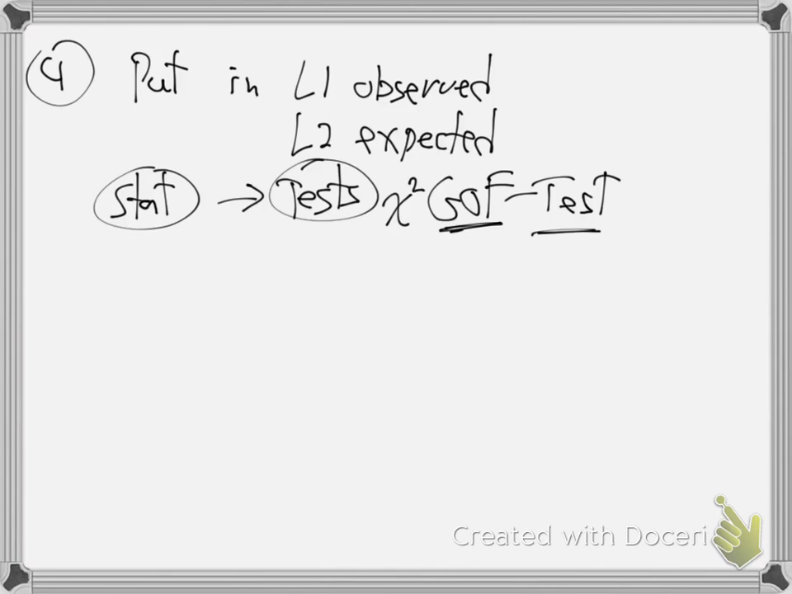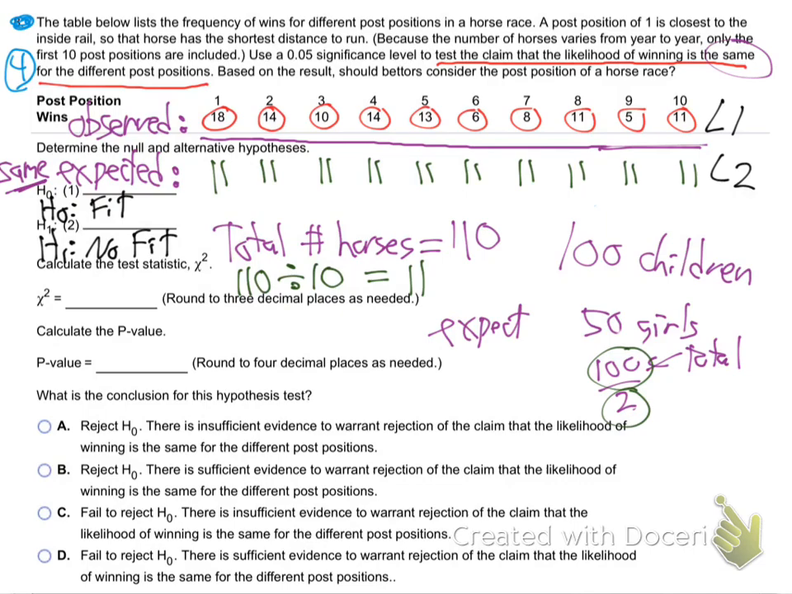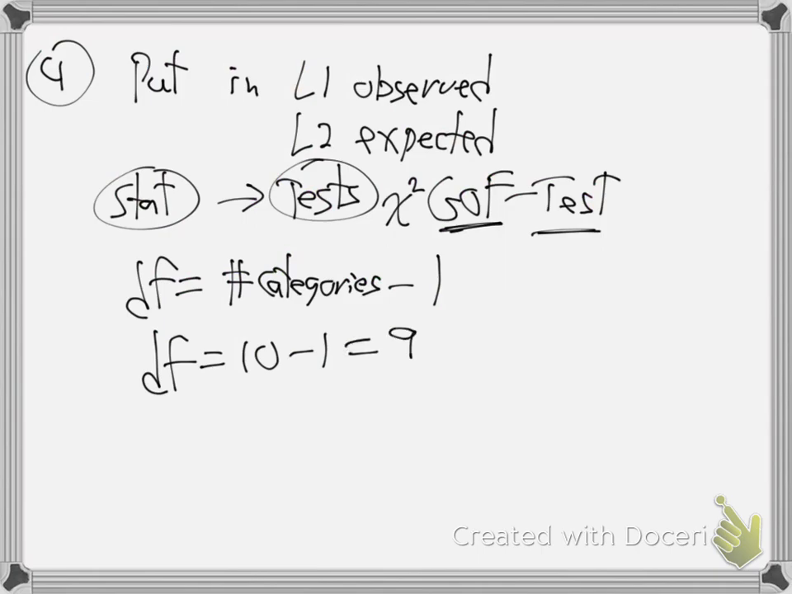So select that, and then the DF means degrees of freedom. It's number of categories minus 1. So in our case, we have 10 different categories, right? There's 10 different post positions. 10 different categories, minus 1, 9. So put in degrees of freedom 9. That's always what it is, 1 less. And then calculate.